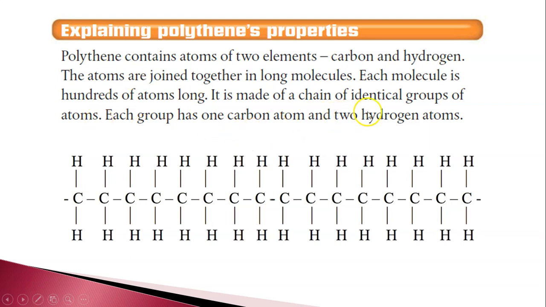It is made of a chain of identical groups of atoms. If you see the first structure, only this structure is repeating again and again, right? Each group has one carbon atom and two hydrogen atoms, and it will repeat n times. That means it can repeat 50 times, 100 times. There will be so many atoms in a molecule of polythene.